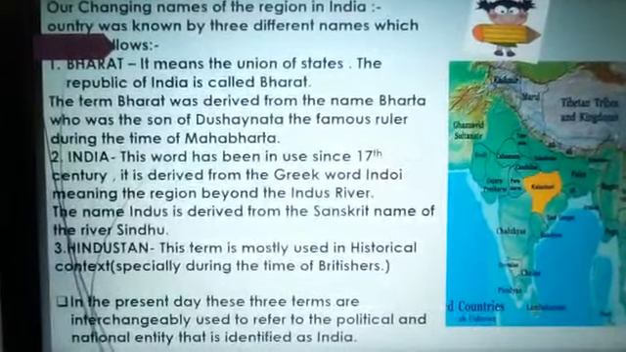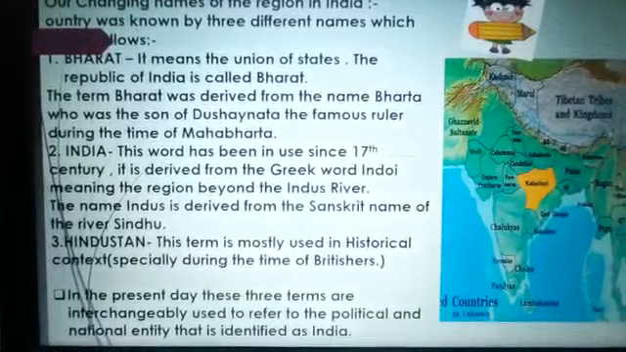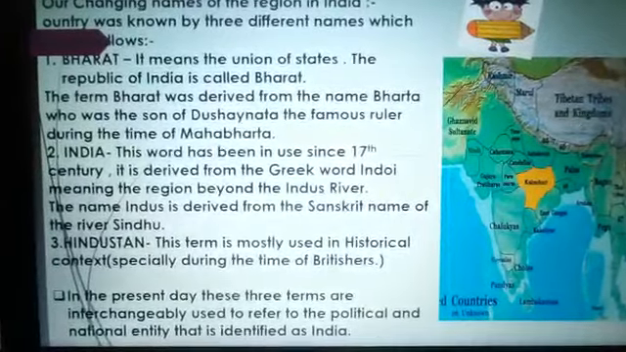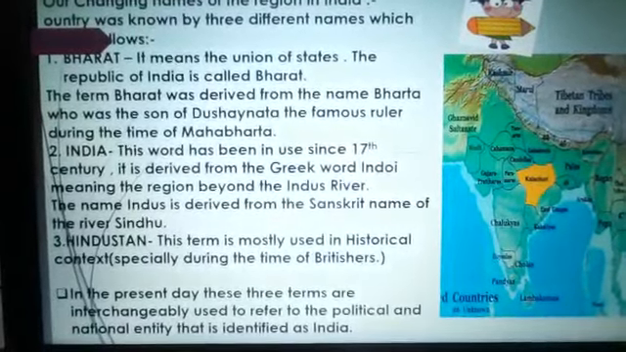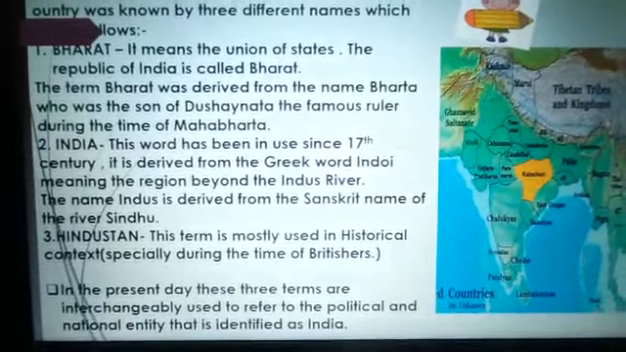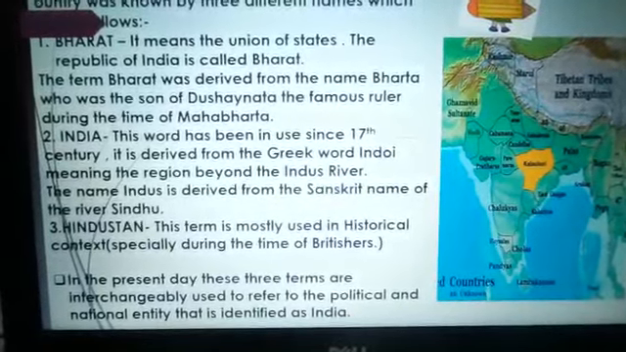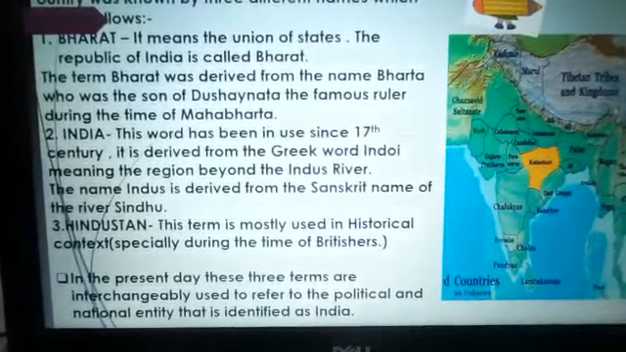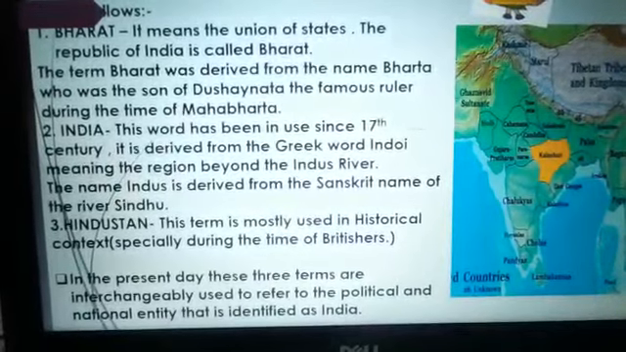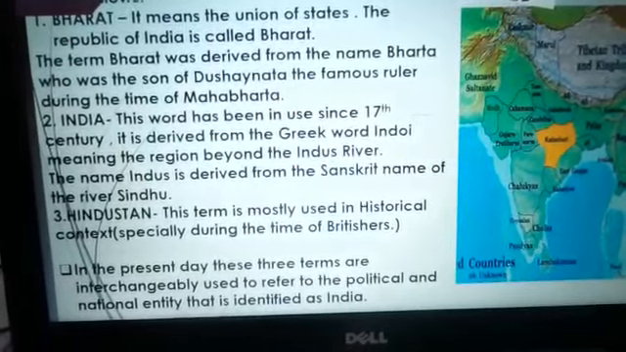First of all, Bharat. It means Union of States and is also called the Republic of India. This term was derived from the name Bharata, the son of Dushyant, the famous ruler during the time of the Mahabharata. Second, India. This word has been in use since the 17th century, and it is derived from the Greek word Indoi, which means the region beyond the river Indus. And for your interest, the name Indus is derived from the Sanskrit name of the river Sindhu.